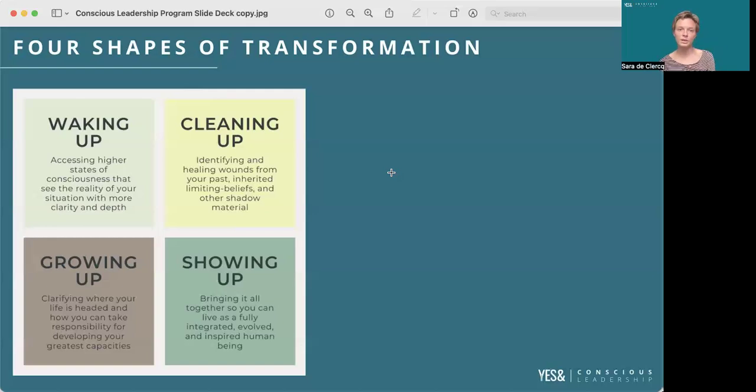So in the upcoming videos, I will walk through each of waking up, cleaning up, growing up, and showing up in more detail, also with some tools and practices of how you can work with these elements more fully in your life and make it a tool of transformation. So we use these four shapes to transform into a more full, conscious leader.